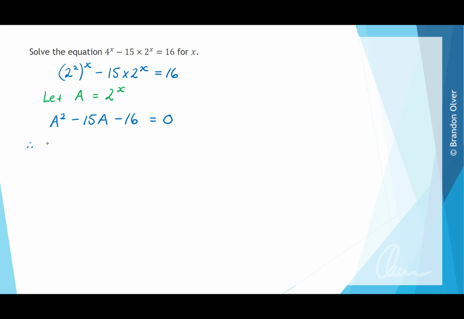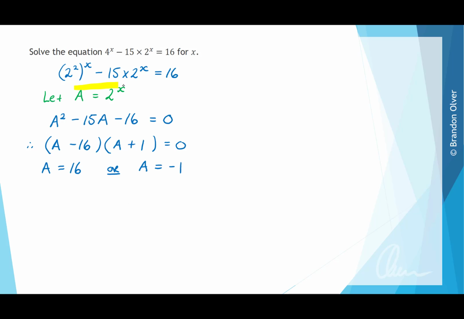So this can then be written in factorized form, so it's still going to equal 0, and we can have a minus 16 and a plus 1 as the factorized form. So using the null factor law, that says that a minus 16 could equal 0, so therefore a equals 16, or we could have a plus 1 equals 0, therefore a equals negative 1.